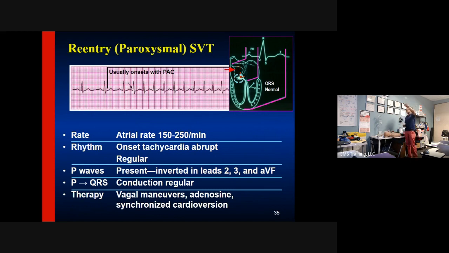So we're going to synchronize on that R wave and deliver a shock at 50 to 100 joules if it's narrow, 100 to 200 joules if wide. Now we're going to need to make sure we sedate the patient, give some type of sedation. It can be morphine, it could be a benzodiazepine, it could be fentanyl. Something to take the edge off because this is a very, very painful procedure, synchronized cardioversion.